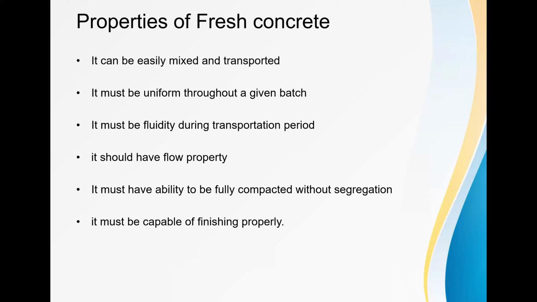Wherever we have reinforcement structure work, for example if we cast a slab, the concrete should have flowability to pass through the reinforcement also. It must have an ability to be fully compacted, that is without segregation. The concrete we pour into the slab or any type of structure should take full compaction. That means when we apply the vibrator, it should get fully compacted without any segregation.